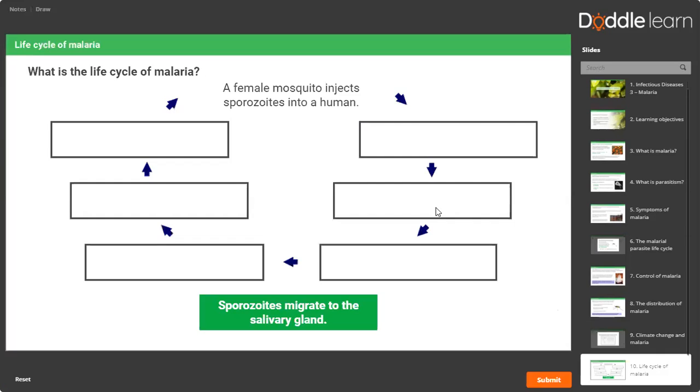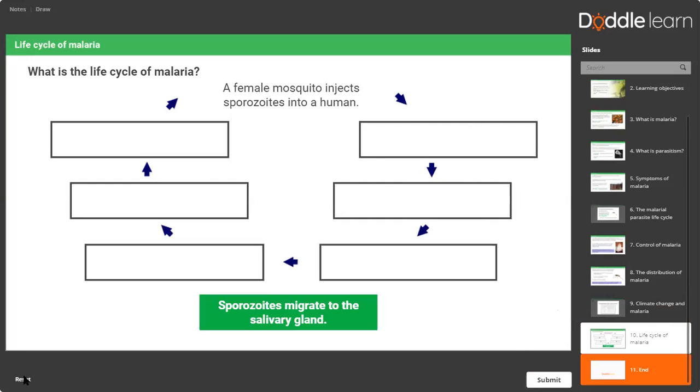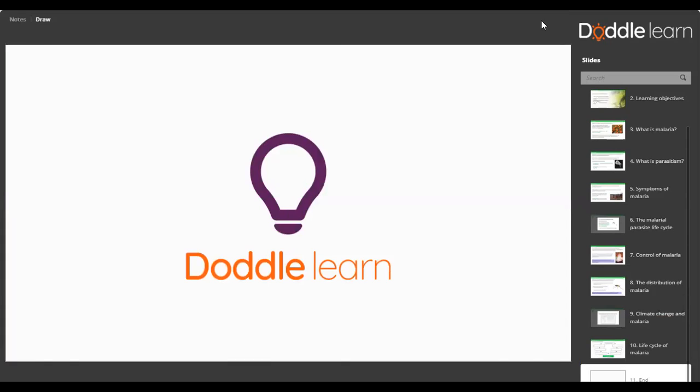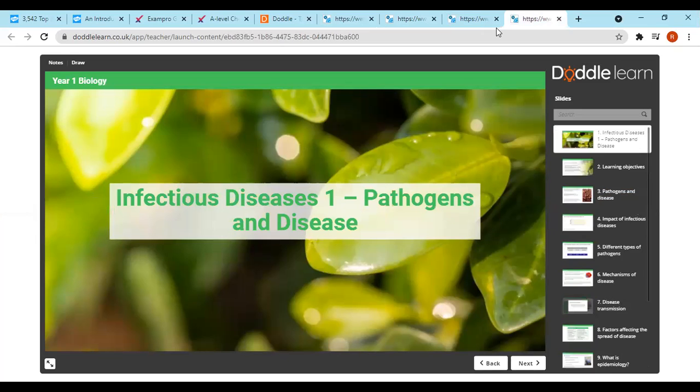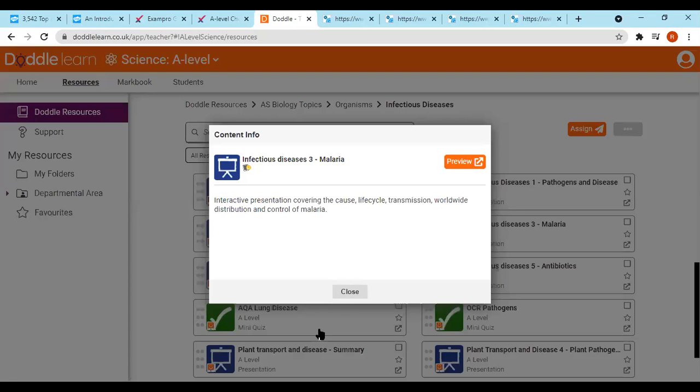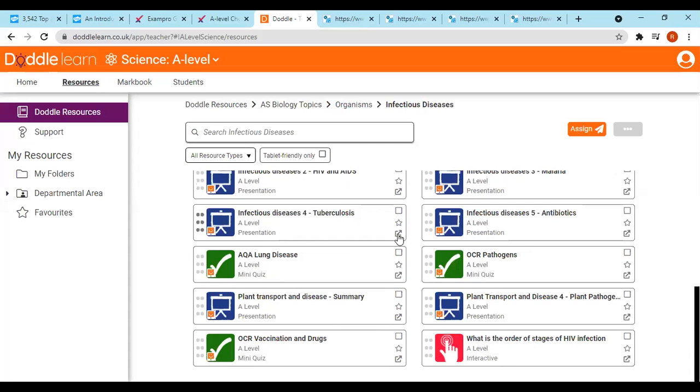So the life cycle of malaria, we have done this, so let's have a quick look at HIV. Did that. That's up twice for some reason. Right, where's what I want? TB.